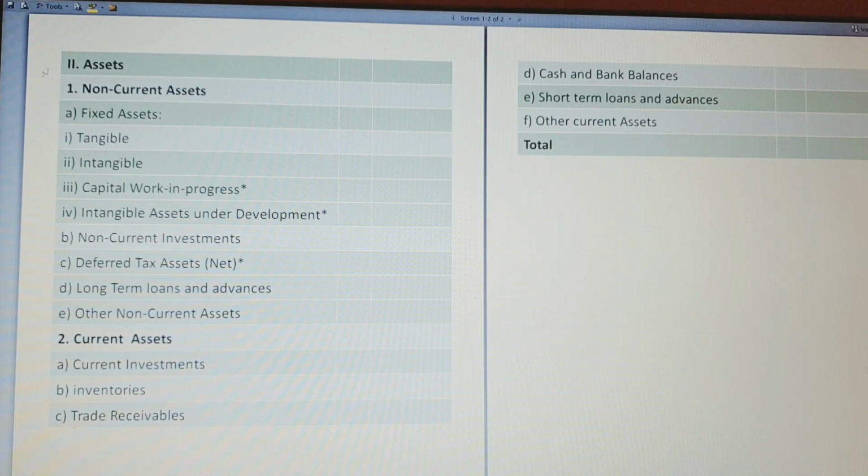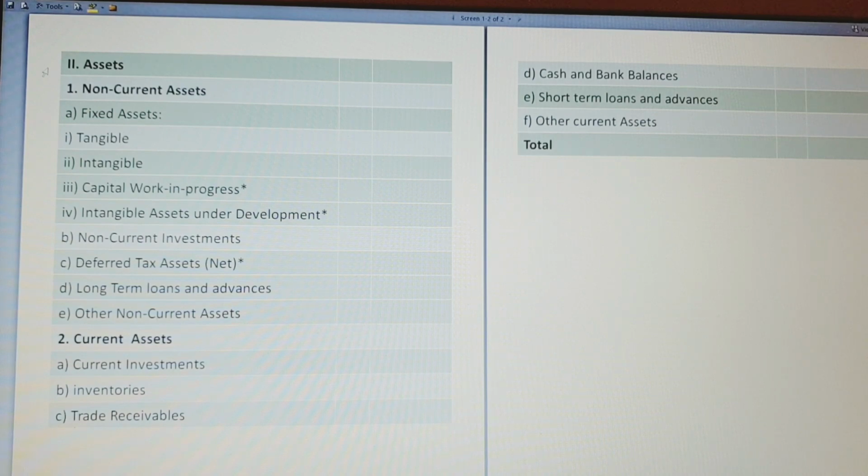Under that, we have fixed assets, and you are already familiar with terms like tangible and intangible fixed assets. Tangible like land and building, furniture, fixtures, motor vehicles, etc. And intangible would be goodwill, copyright, patents, trademarks, or computer software, something like that.